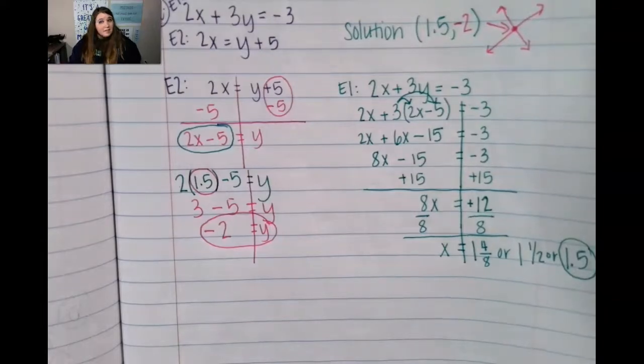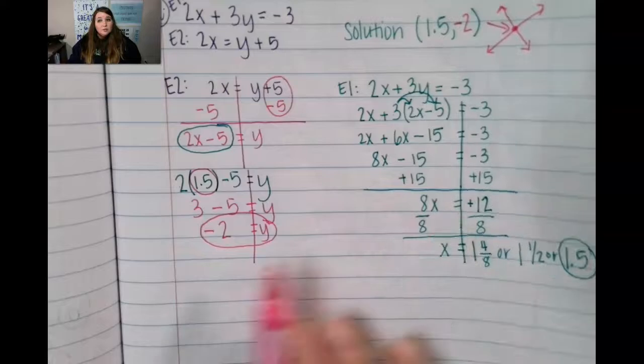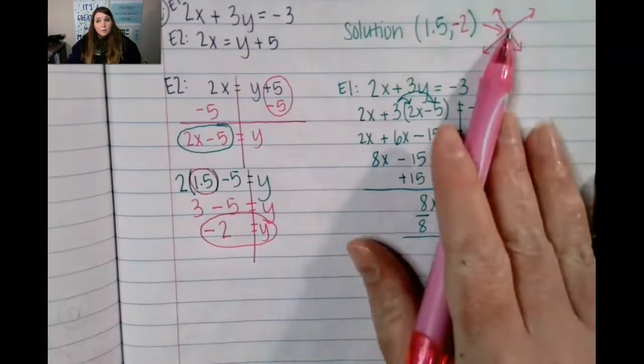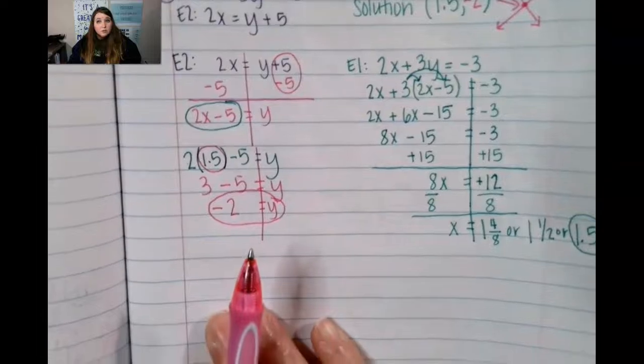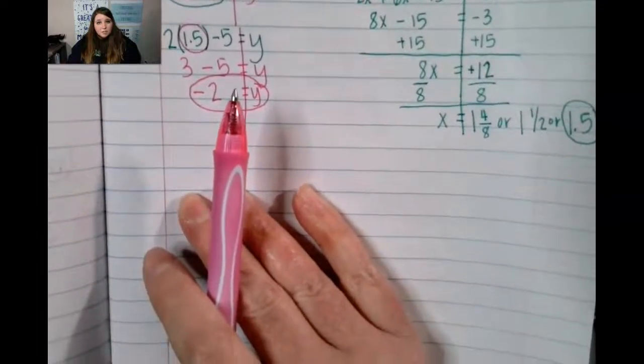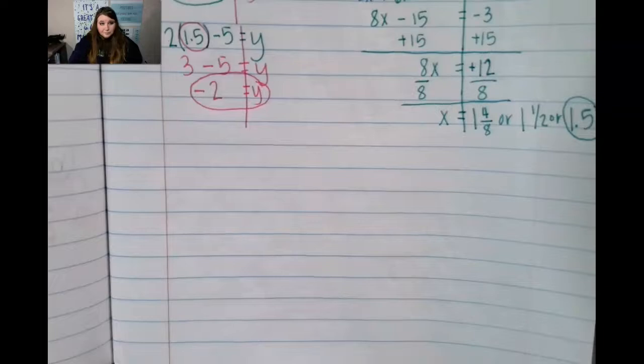Okay, so there is one problem. That is a lot of work for one problem, but you are seeing how the two linear equations can work together to solve for one point so that we have a solution. All right, our next example that we're going to do is a little different.